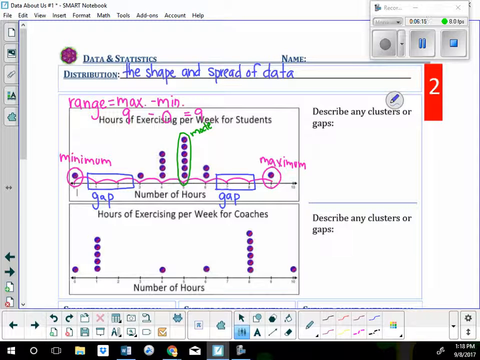And the next thing I want to talk to you about, the last thing I want to talk to you about is a cluster. So we have this grouping here of data points. So we have a cluster or a grouping of data.